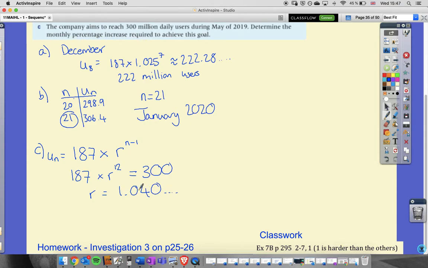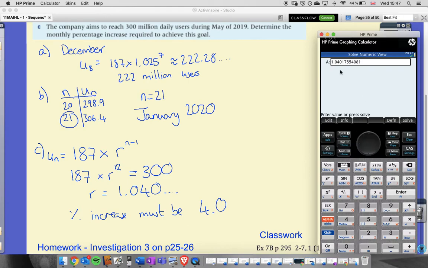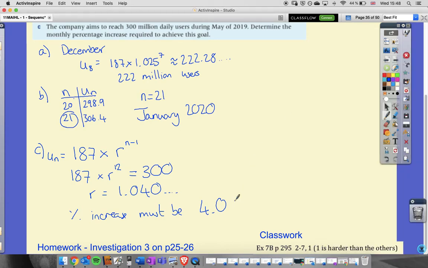Well, this isn't the percentage increase. The percentage increase is the 4% that we're adding on here. So the 1 represents the whole of that month, and then the 0.04 represents the increase. So the percentage increase must be 4. Let's get another figure: 4.02%, running to 3 significant figures.